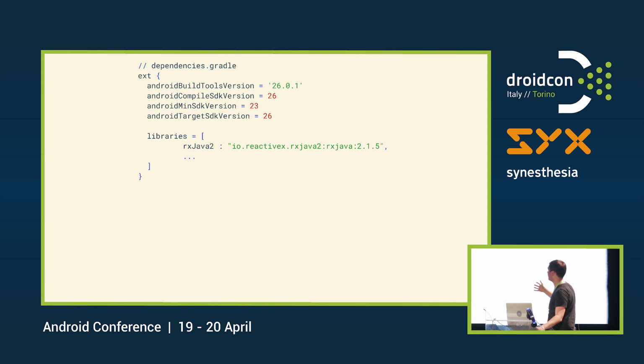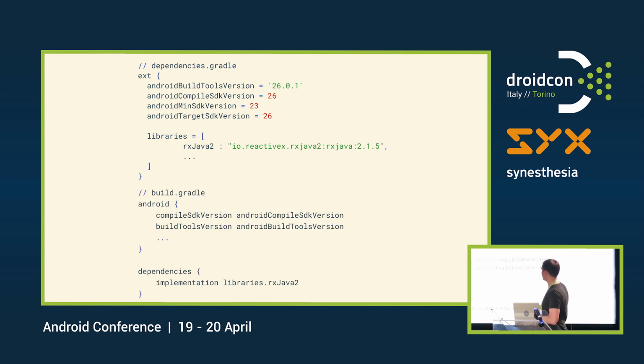So this could look something like that, where you define the RxJava dependency in your dependencies.gradle file, and then in your build.gradle files, you just say, I depend on the library RxJava2. And you use that everywhere in all the different modules. And that way, if you want to bump the version of RxJava to a newer one, you simply have to do it in the dependencies.gradle file, and this will automatically be applied to every single module that you have.